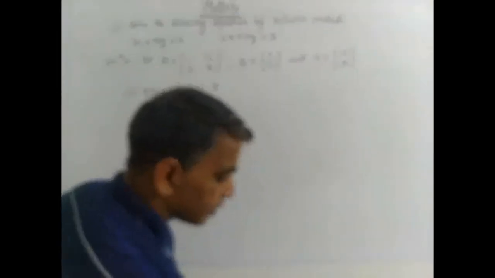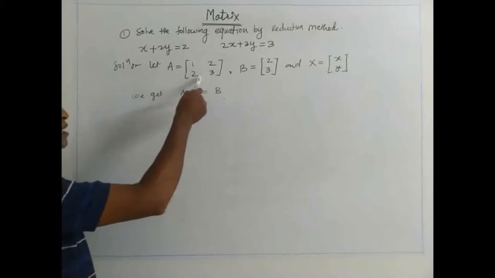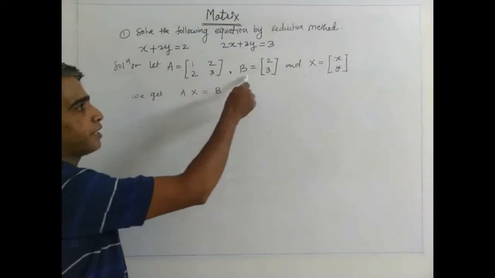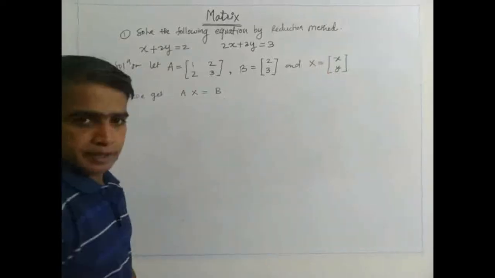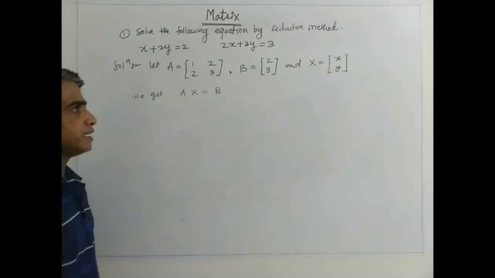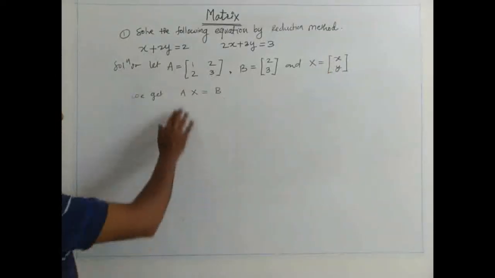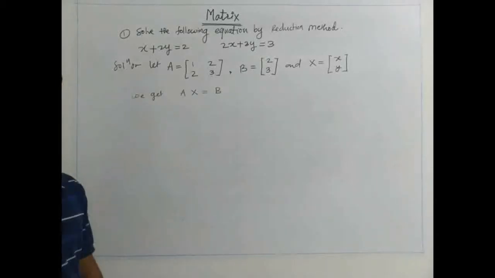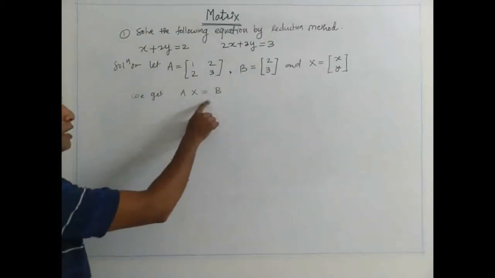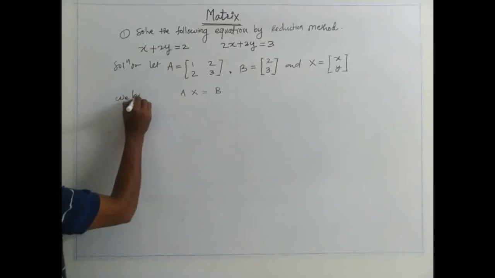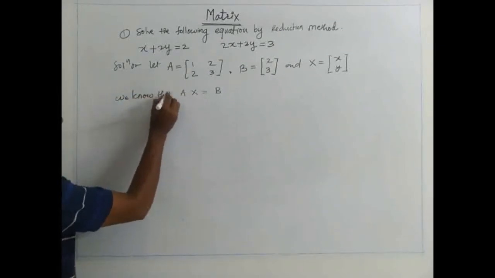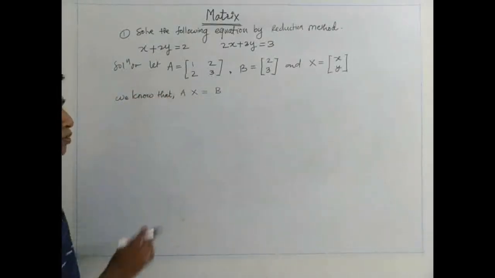Again the same thing. First we have to write the matrices. Matrix A is the coefficient matrix, matrix B the constant values, matrix X the variable matrix. So we will write those values as they are. Now we have to start directly with the reduction method. In the reduction method we have to write this equation. We know that AX is equal to B.